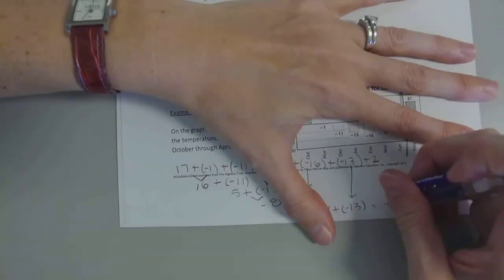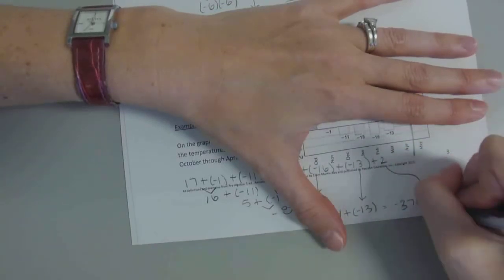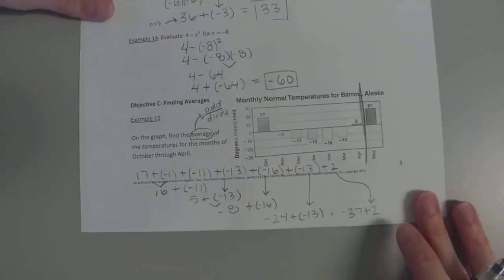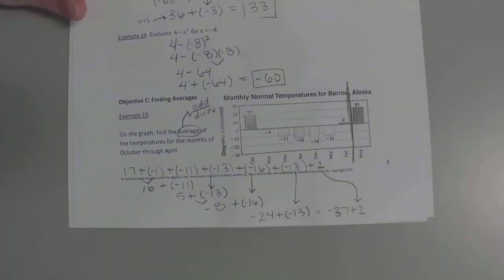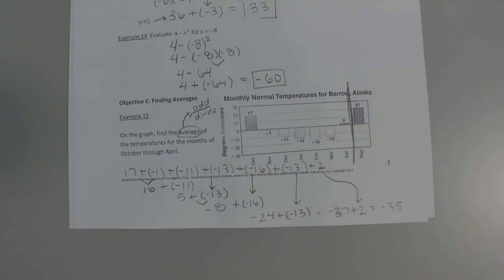And who do I still have to... Oh, 37. Why did I put 27 there? We said 37. And who do I still have to add down? The 2. This is the hard one, okay? When you're adding two of the different signs, you don't actually add, you subtract. So what's the difference between 37 and 2? 35, but that 37 is negative. He's really weighing it down. So the answer is, woo!